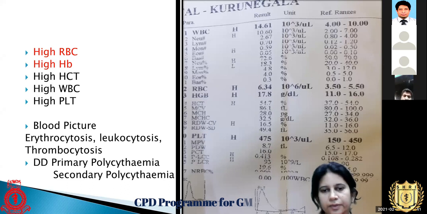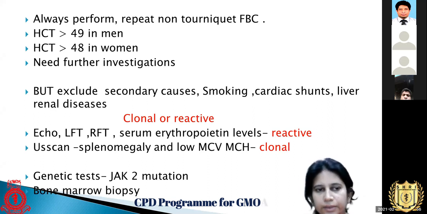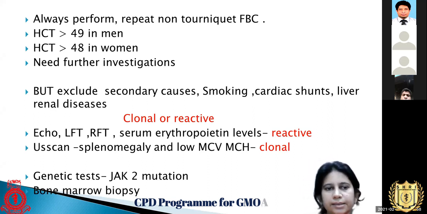So always, when you see a report like this, you have to perform a non-tourniquet full blood count. If that is also high, then you have to investigate, as I said earlier, hematocrit more than 49 in males and 48 in females. You have to exclude secondary causes like smoking, cardiac shunts, liver and renal diseases, and erythropoietin secreting tumors. So is this patient clonal or reactive? Reactive means secondary, or clonal?